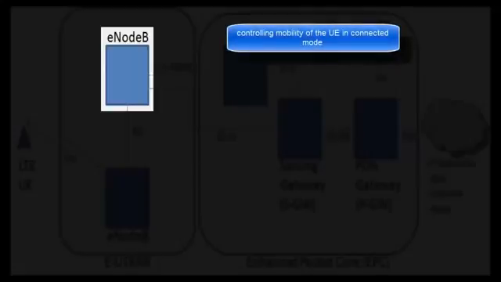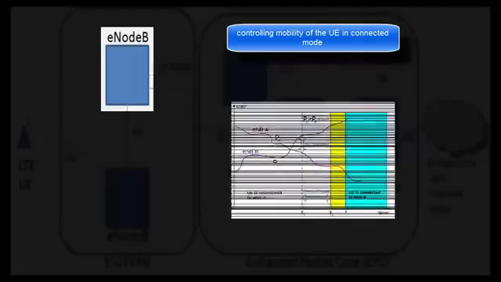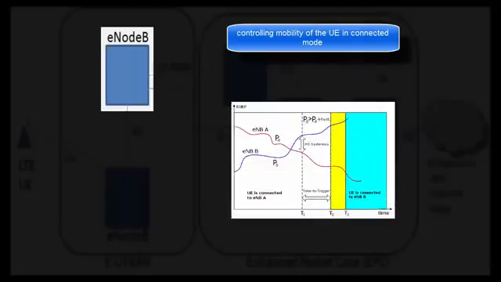Third task is eNode B handles mobility of the UE in connected mode. We must know that mobility in connected mode is governed by handovers. Handover can be triggered either by eNode B or UE. UE triggers handover when certain measurement criterion is met. All the thresholds and offset for this criterion are sent by eNode B to UE in measurement controls. If you look into signaling of RRC connection, you can easily see these measurement controls.